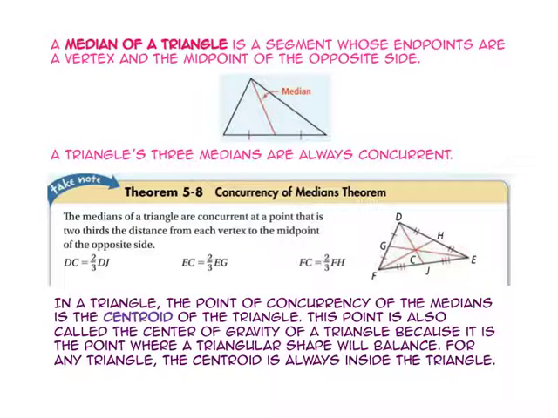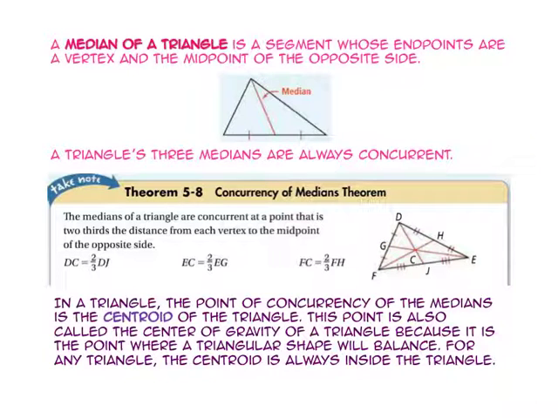A median of a triangle is a segment whose endpoints are the vertex and the midpoint of the opposite side. A triangle's three medians are always concurrent. The concurrency of medians theorem says that the medians of a triangle are concurrent at a point that is 2/3 the distance from each vertex to the midpoint of the opposite side.